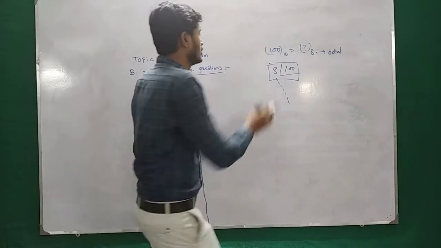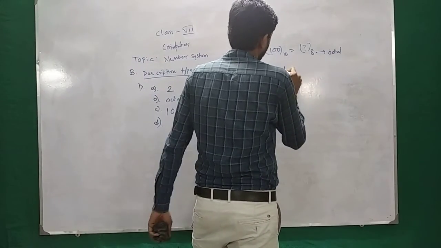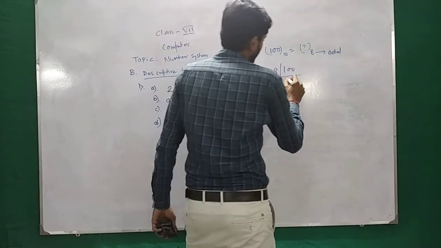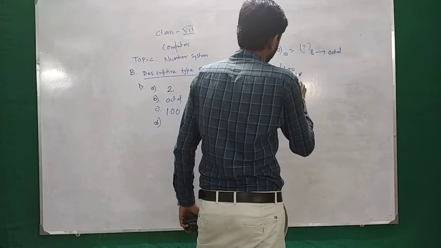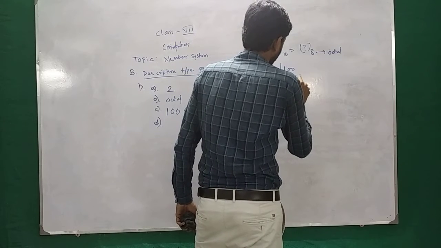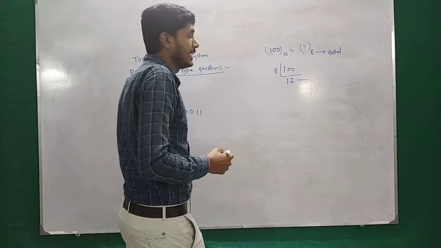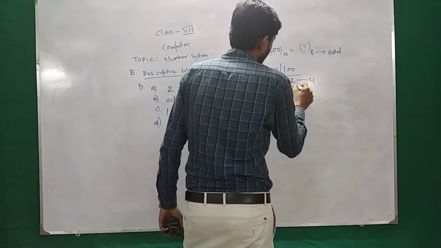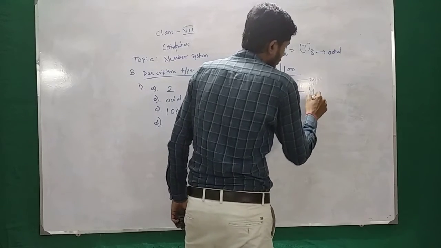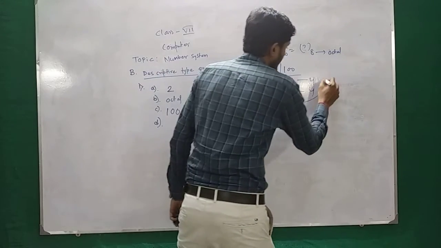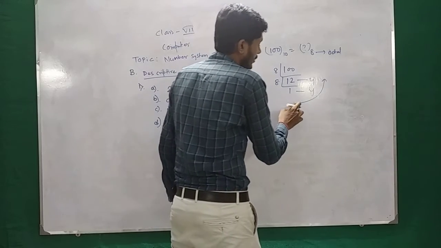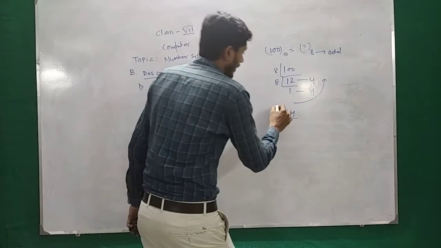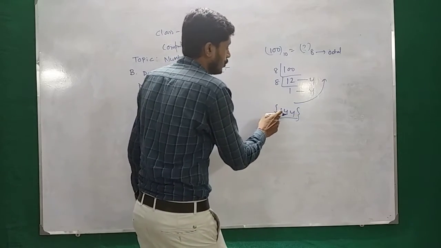If we divide 100 by 8, 8 12s are 96, so the remaining portion is 4. Now 8 1s are 8, so the remaining portion is also 4. So the answer, writing from bottom to top, is 144.